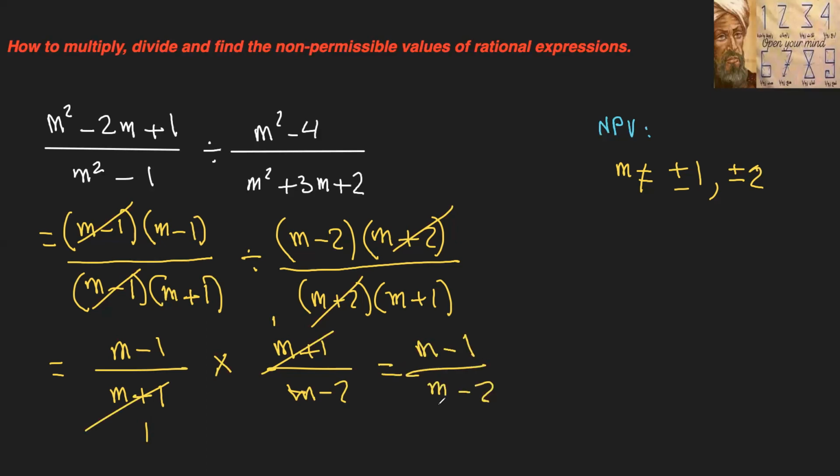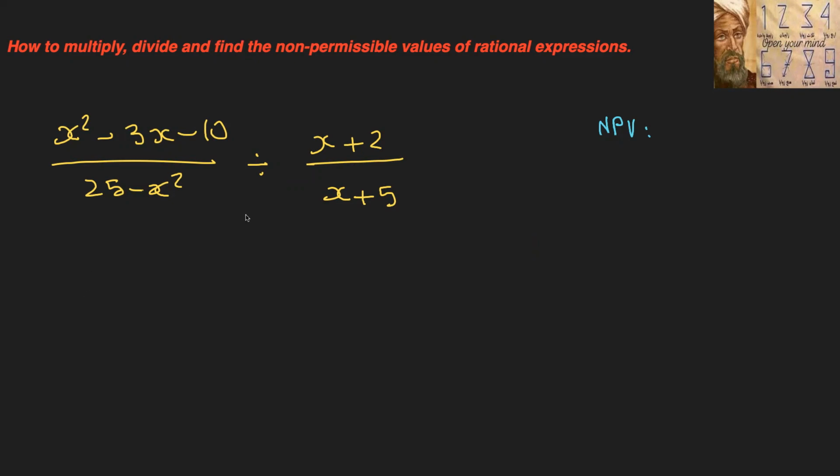Remember, you cannot cancel this m with this m, as I told you earlier. That's not allowed. You can only cancel if you have a whole binomial here that is the same as this one, like m plus 1, then you could cancel them. But here you cannot just say I'm going to cancel the m's and it equals -1 over -2, which is positive half. That would be wrong. Okay, so let's go to the next question.